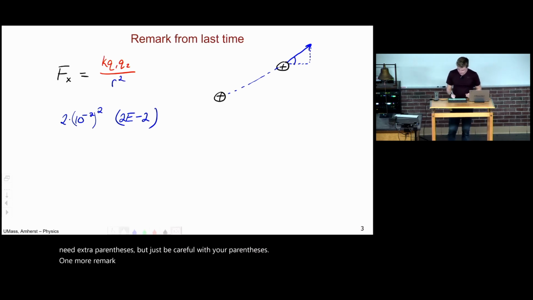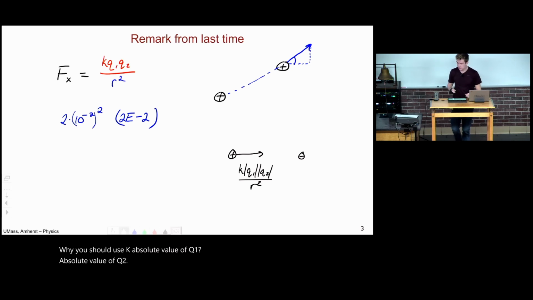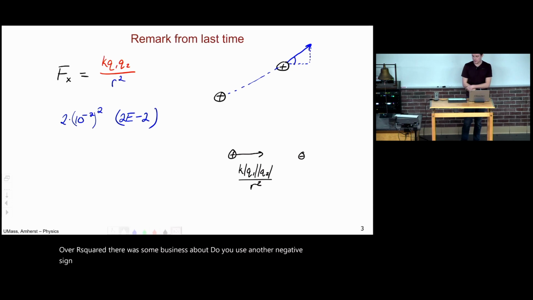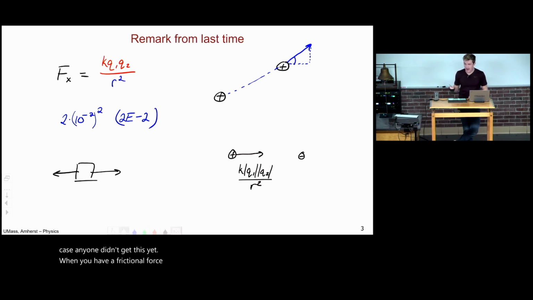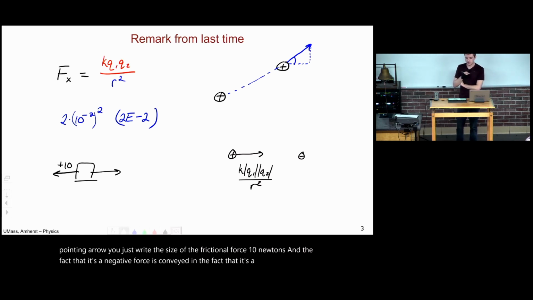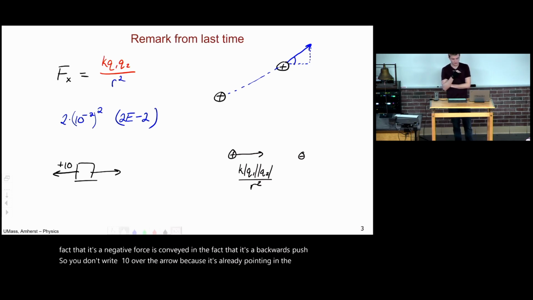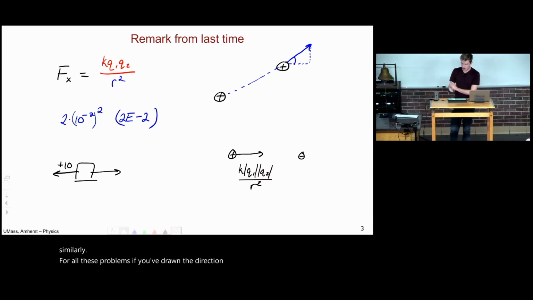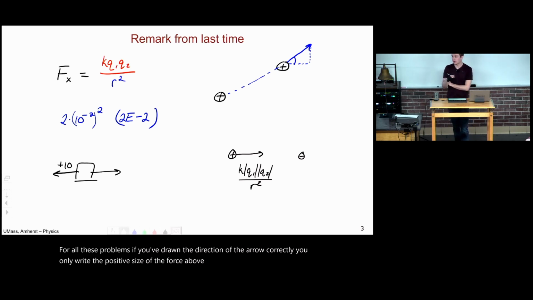One more remark from last time. I was having a little trouble explaining why, when there's a negative charge, you should use k times the absolute value of q1 times the absolute value of q2 over r squared. There was some business about whether you use another negative sign when there's a negative charge. I just wanted to sketch an analogy in case anyone didn't get this yet. When you have a frictional force on an object going backwards, let's say it's a frictional force of 10 newtons, you don't write negative 10 newtons over your left pointing arrow. You just write the size of the frictional force, 10 newtons. The fact that it's a negative force is conveyed in the fact that it's a backwards push. So you don't write negative 10 over the arrow because it's already pointing in the right direction. It's a force of size 10 directed in the leftwards direction. Similarly, for all these problems, if you've drawn the direction of the arrow correctly, you only write the positive size of the force above the arrow because it's already pointing in the correct direction.